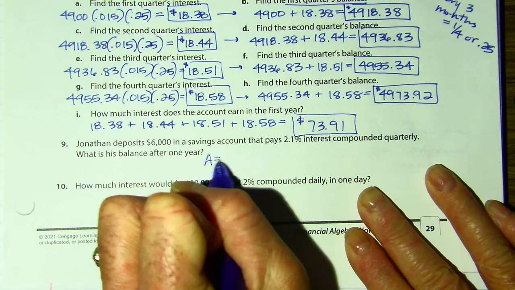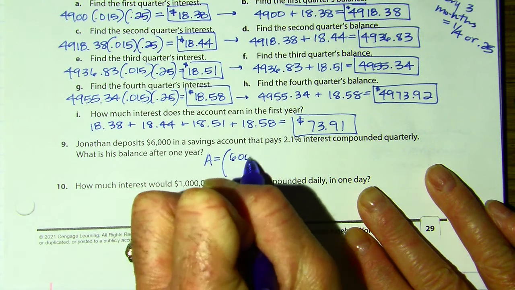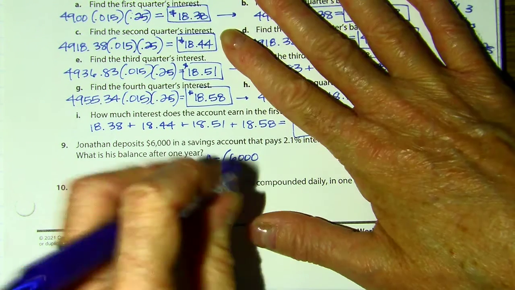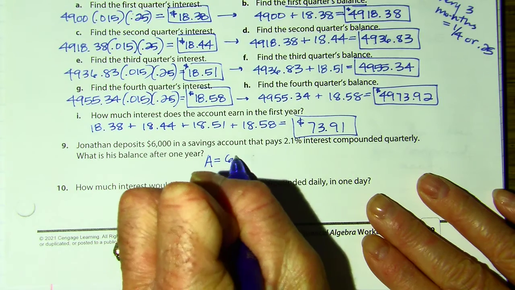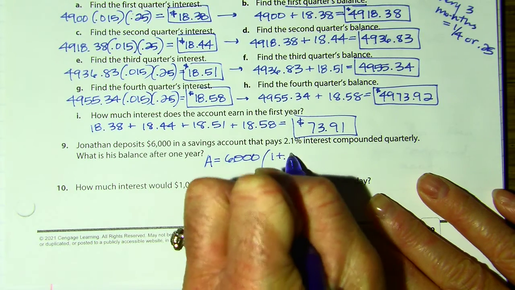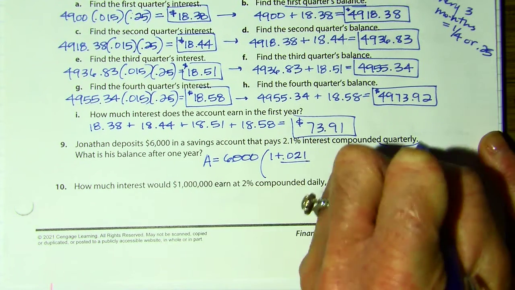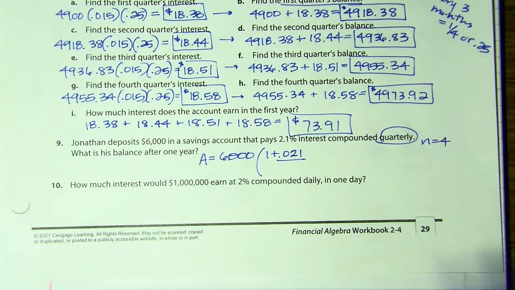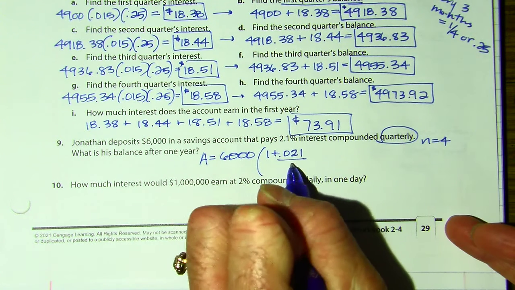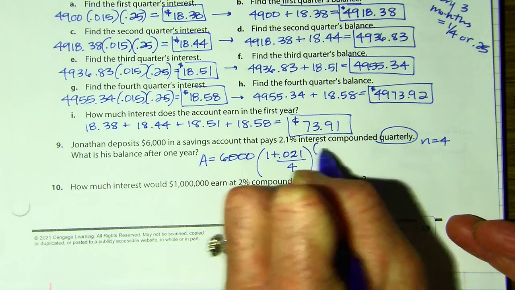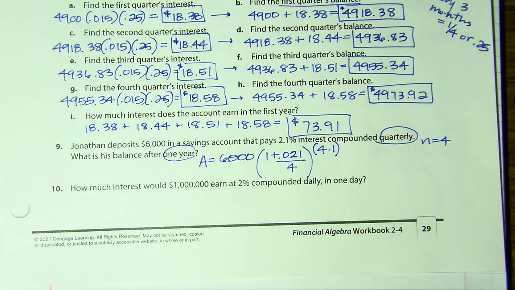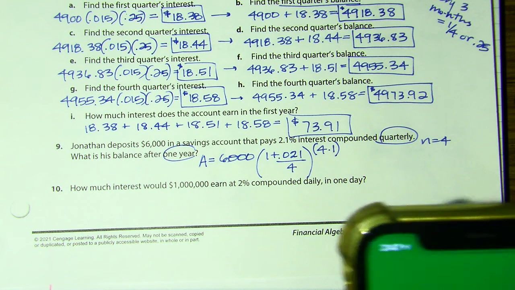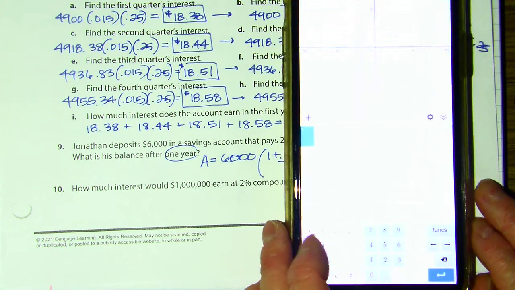So A equals, and I'll show you how to enter it, 6,000. Sorry, it might be easier if I do this on Desmos, because you guys all have Desmos. 1.021 divided by, it says quarterly, so that means 4 times a year because there are 4 quarters in a year. And then divide that by 4. And my exponent, it says 1 year, so 4 times 1. All right, so I'm going to open up Desmos, and you can use your Desmos calculator.